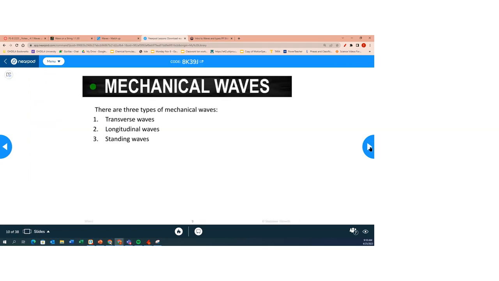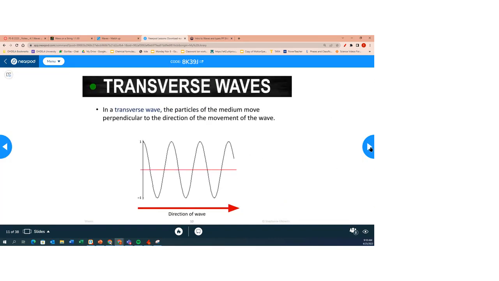Is that it? Okay. So there are 3 types of mechanical waves. Make sure you're paying attention, there's an exit quiz at the end of the hour. We're going to talk about transverse waves, longitudinal waves, and standing waves.